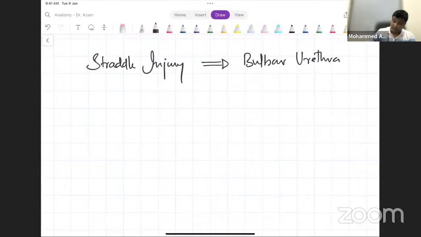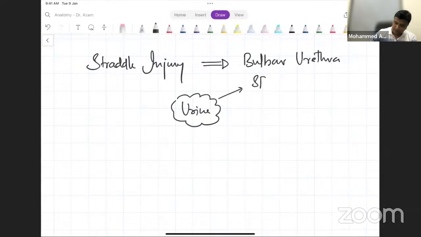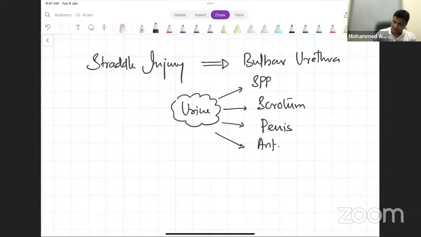ठीक है ना? और अगर bulbar urethra rupture होगा, तो urine कहाँ जाएगा? Where will the urine extravasate? So urine will be extravasating into the superficial perineal pouch. Okay. The urine will go in the scrotum. Okay. The urine will also extravasate into the penis, the penile shaft, as well as the urine will go into the anterior abdominal wall. I hope now it is very clear. The urine will extravasate out into the superficial perineal pouch. It will go into the scrotum and it will go into the penis as well as into the anterior abdominal wall.